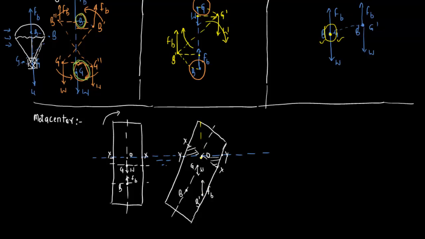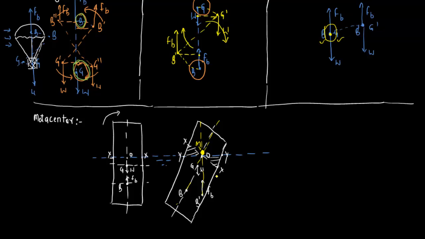This is the new line of action of this buoyant force, and this line was the initial line of action of this buoyant force before the displacement. So here we are defining a point that is termed the metacenter. Metacenter is a point where the line of action of buoyant force before the displacement or disturbance and the line of action of buoyant force after the disturbance intersect. So this point is our metacenter, and I am defining this point as point M.